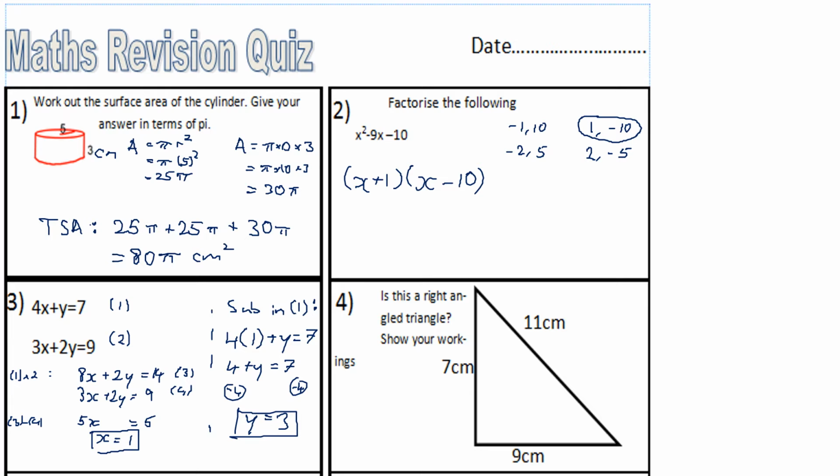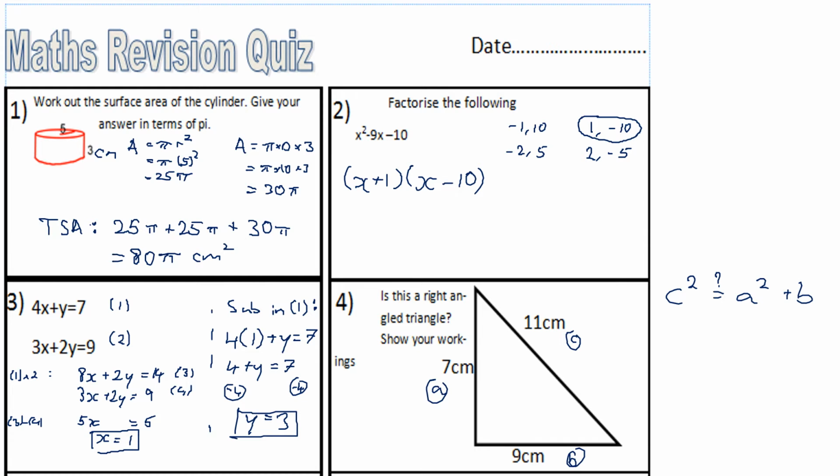Okay, so for number 4, we're asked, is this a right angle triangle? Show your workings, okay? So if this is a right angle triangle, it needs to satisfy Pythagoras' theorem, the Pythagorean theorem. Okay, so the Pythagorean theorem states that c squared is equal to a squared plus b squared. We're checking it, so we're not sure if it is right or not. Okay, so c is always your hypotenuse, a and b, they don't matter in this case.